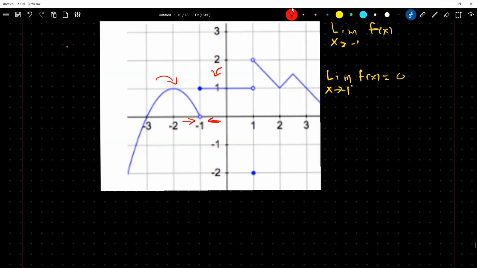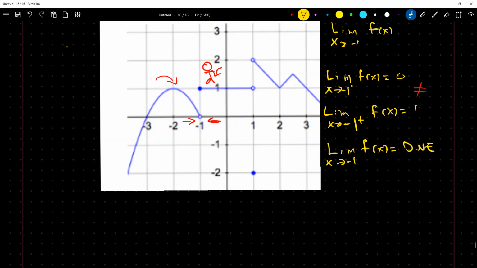As we're getting closer to -1, what's happening here? If I'm walking along this line, I'm getting closer to 1. Actually, I'm going to stay at 1, because it's a flat line right there. So the limit as x goes to -1 from the right-hand side of our function is equal to 1. Right away, we can see that these two things are not equal. And so what does it mean? It means that the limit as x goes to -1 for this function does not exist.